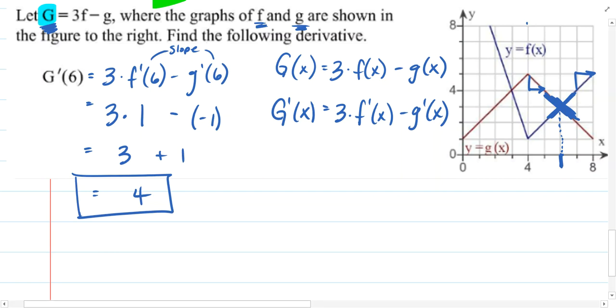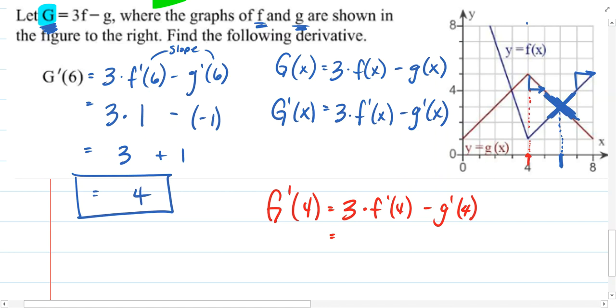Now, we would have a problem if the question asked for, say, G prime at 4, because that would require 3 times the derivative of f at 4 minus the derivative of g at 4. And that's going to be tough for us to do, because if we look at 4 on the x-axis, take a look at what's happening on each of these functions. Could you tell me how steep the line for g is at this point? Could you tell me how steep the line is for f at that point? That's going to be an issue. We can't do that because of the corner.